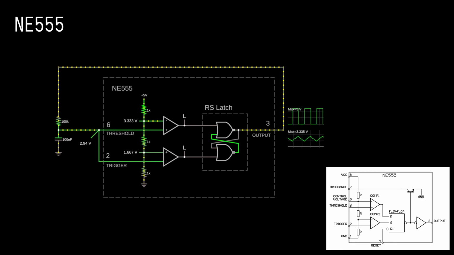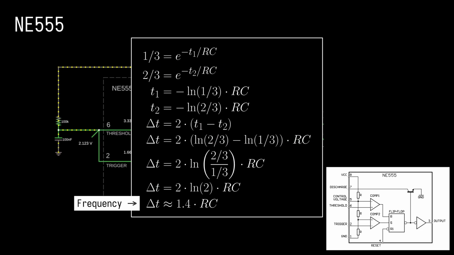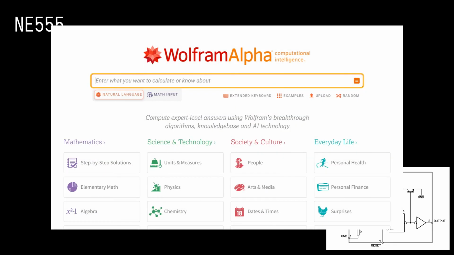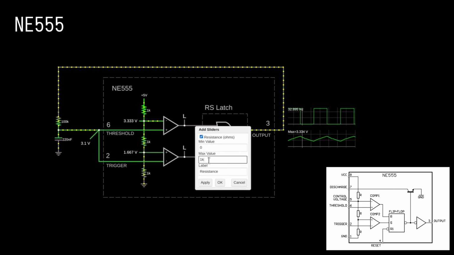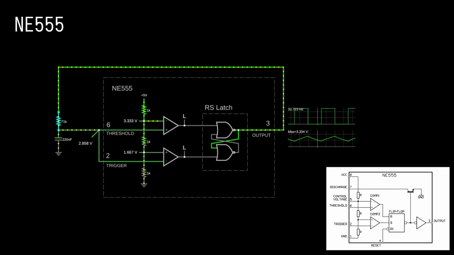Let's quickly do the math. Charging the capacitor from 1/3 to 2/3 of VDD and then discharging it to 1/3 again takes roughly 1.4 times the resistance times the capacitance. If we pick a 100 kΩ resistor and a 220 nanofarad capacitor, for example, that would give us a clock period of 30 milliseconds, which is a frequency of 32 Hz. To make this adjustable, we can replace the fixed resistor with a variable one.